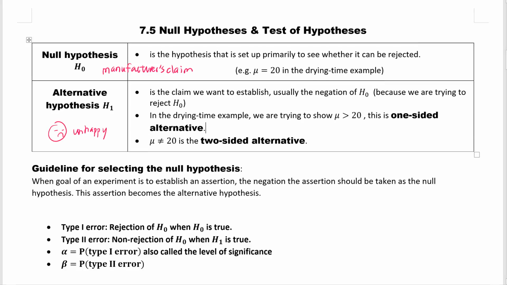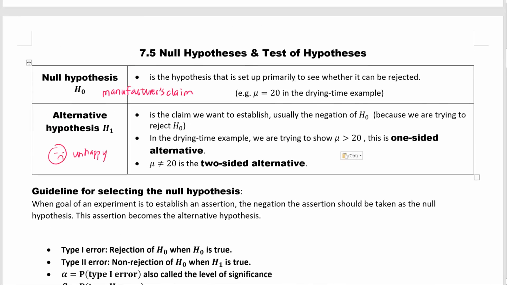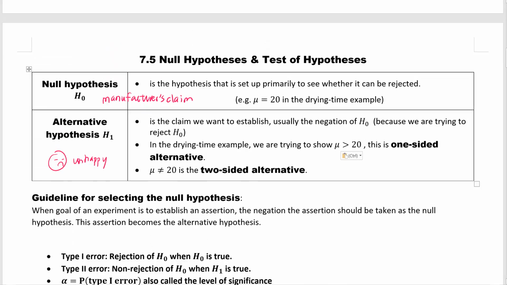So far, so good. Guideline for selecting the null hypothesis: when the goal of the experiment is to establish an assertion, the negation of the assertion should be taken as the null hypothesis. This assertion becomes the alternative hypothesis. I would say just think of the manufacturer's claim as the null hypothesis, and the alternative hypothesis is something we're not happy with. Like the drying time, if the drying time is longer, we're not happy, so mu greater than 20 is the one-sided alternative.